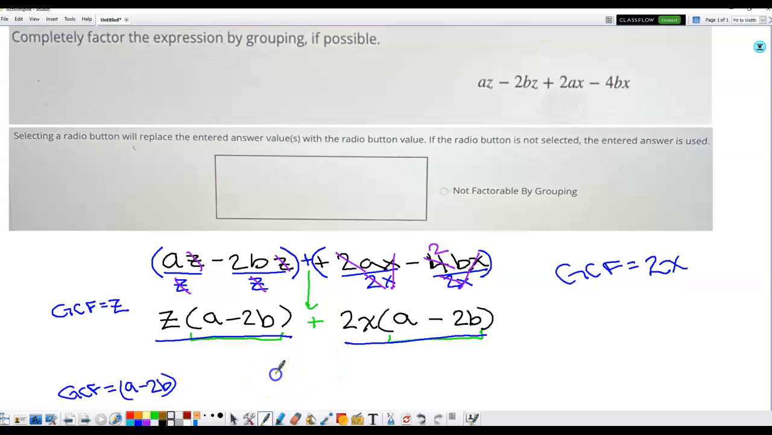And just like before, I'm going to write it down so I don't forget about it. And now I'm going to write whatever's going to be left over after I divide it out. So I divide this term by A minus 2B and divide this term by A minus 2B. A minus 2B divided by A minus 2B. My leftovers are Z plus 2X.